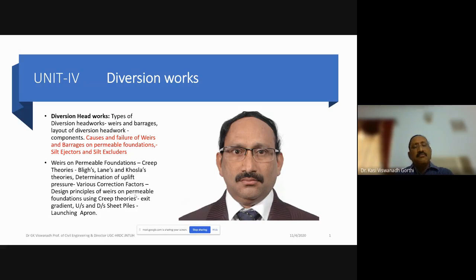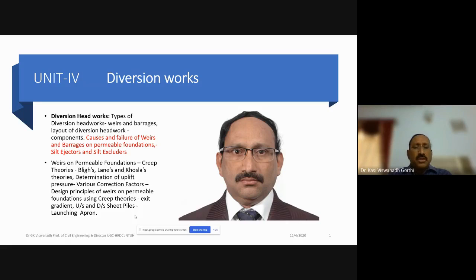Today's class, we concentrate on the causes and failures of weirs and barrages on permeable foundation. When a weir is constructed, or a barrage is constructed, in both cases the foundation is permeable. As a result, there will be flow of water; surface flow may be there, or flow through the foundation is also possible. This sometimes may cause the failure of the structure.